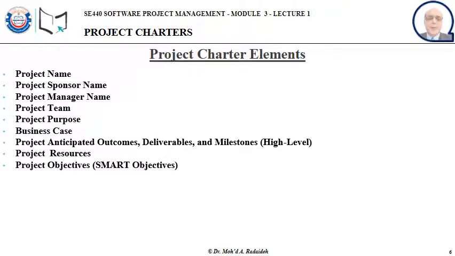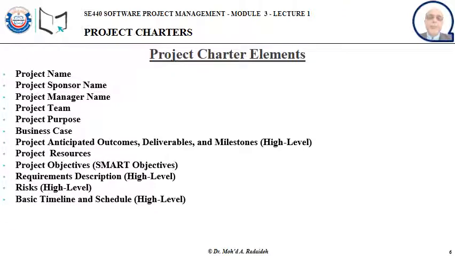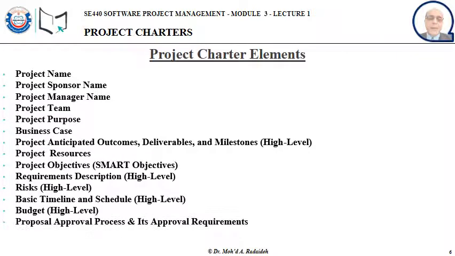Now, the project objectives should be given in a SMART way: specific, measurable, achievable, realistic, and time-bound, as we explained earlier. The high-level description of requirements, the risks at high level, basic timeline of the project and the schedule, the budget, and last but not least, the proposal approval process and its approval requirements. We mean by that what it takes us to get the proposal approved by our upper management as service provider, and also what opportunity or what chance do we have to get our proposal accepted by the customer after we submit it, in case we go for the project.